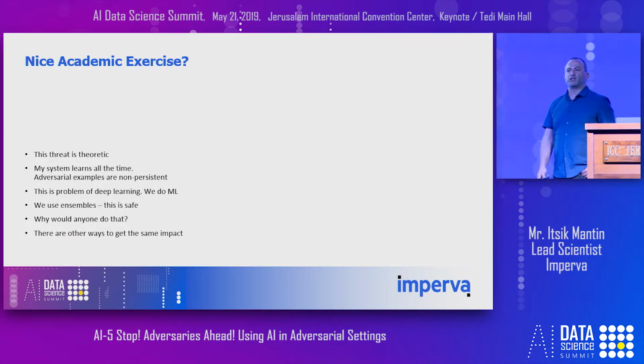This area attracts quite significant attention in academia in the recent two or three years. However, in the industry, I don't see this attention. I hear sayings like, this threat is theoretic. My system learns all the time, so adversarial examples are usually non-persistent. They happen to just a single image, so it is not an issue. This is a problem of deep learning, but we do ML, no problem. We use ensembles, so it is much safer. But why would anyone want to do that? And there are other ways that the attacker can get the same impact. I'll answer some of this in this slide and some of this later.